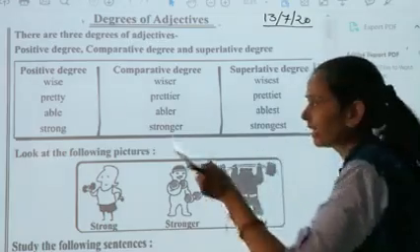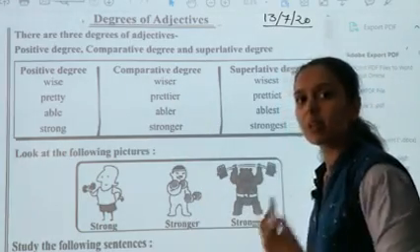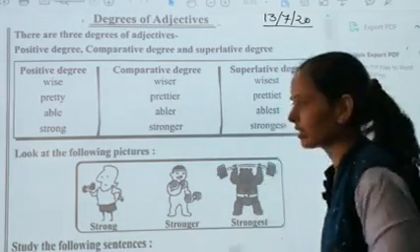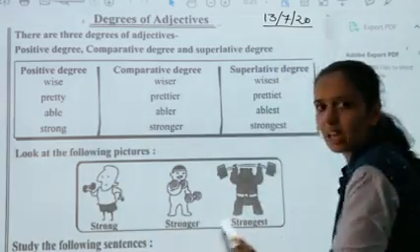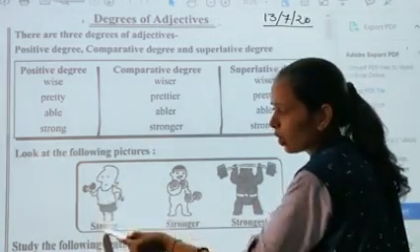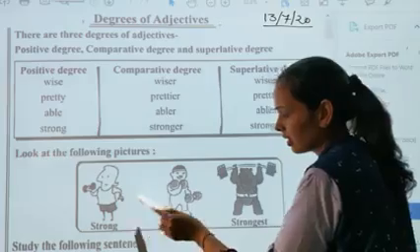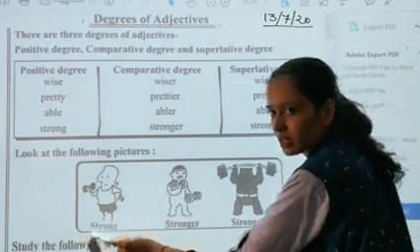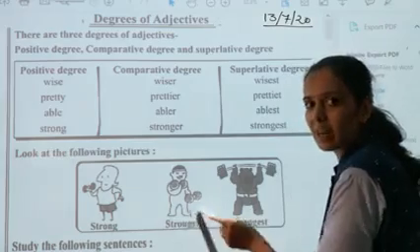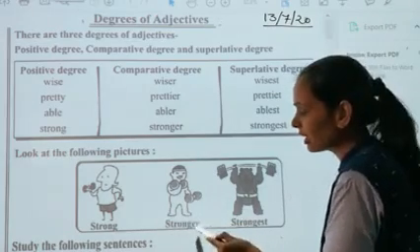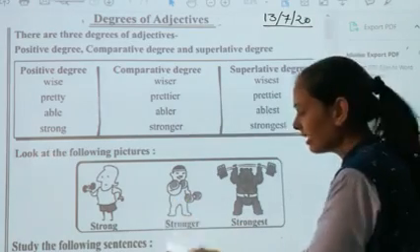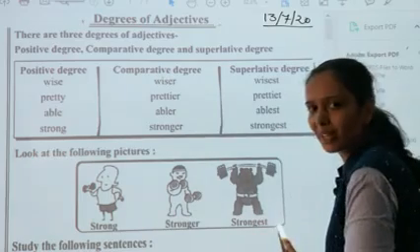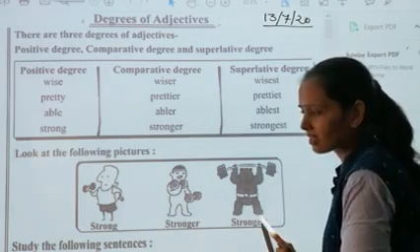Accordingly, comparative degree means there is comparison between two things. If you can see here, a picture is there. Strong. This is a strong person. Stronger. He is stronger. Strong is positive. Stronger is comparative. Means we have used here ER with the root word and EST with the superlative. That is strongest.